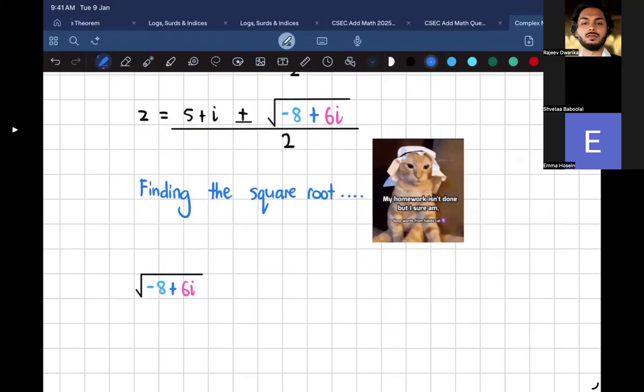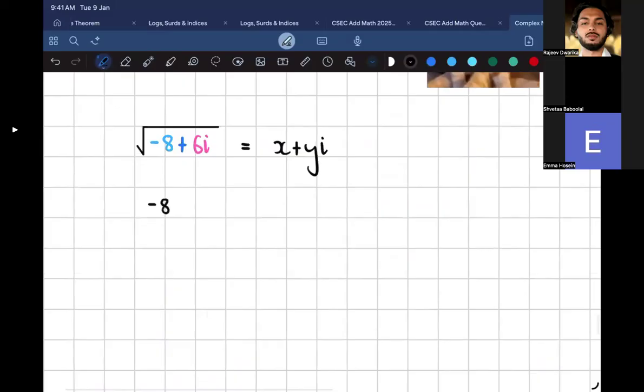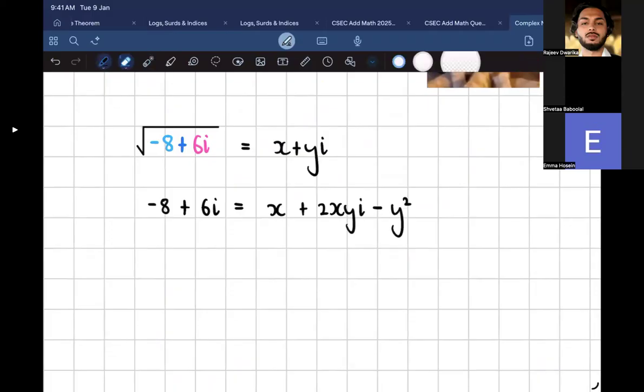All right. So we have to find the square root of minus 8 plus 6i, right? And that would be equal to x plus yi. You should be familiar with it by now, right? You square both sides, it's going to turn to minus 8 plus 6i, which is going to be x squared plus 2xyi minus y squared, right? Before class finishes today, I'm going to do some work on the Argand diagram and go through De Moivre's theorem for you, just quickly, so you understand the concept behind it.